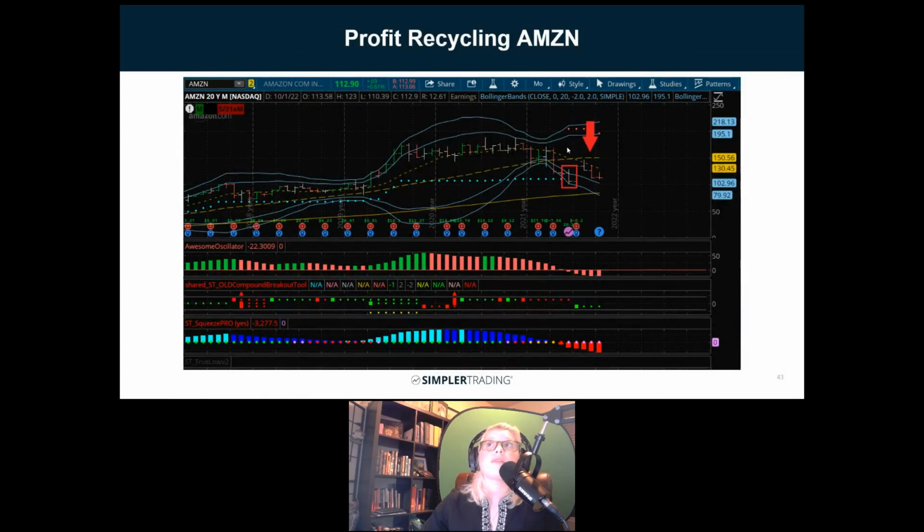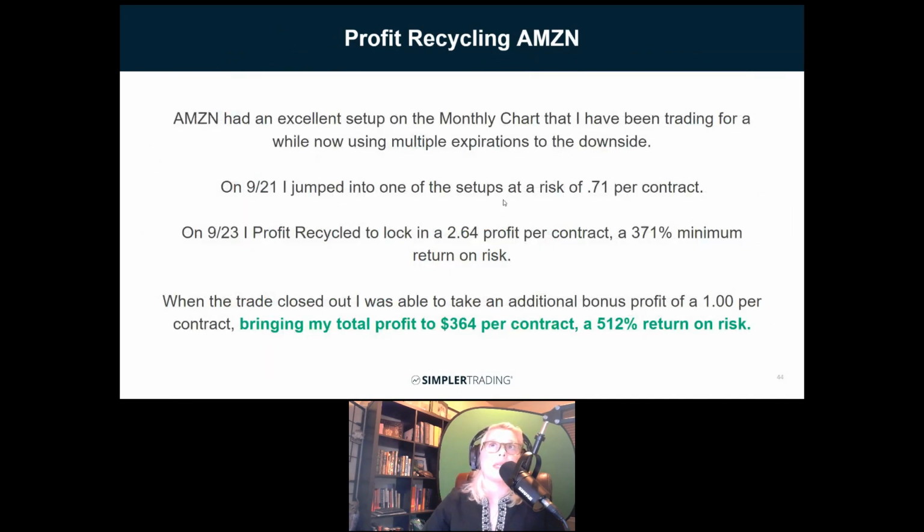Here's an example of profit recycling on Amazon, right? Now, this one had a monthly bearish divergent bar setup. So on longer time frames, we had the possibility of seeing a stronger move lower overall. So Amazon had an excellent setup on the monthly chart that I had been trading for a while now using multiple expirations to the downside.